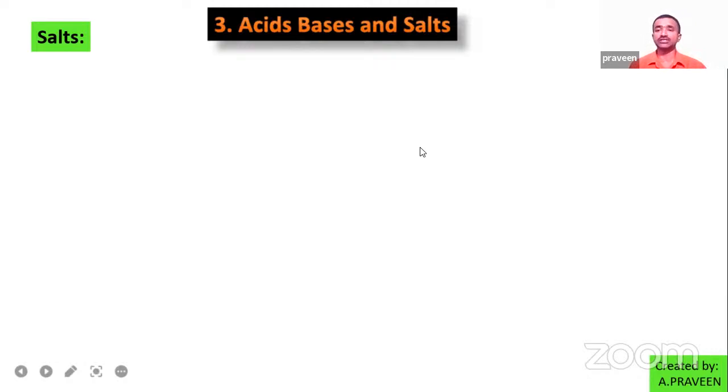If the strength of the acid is greater than the strength of the base, the salt may have an acidic nature. If the strength of the base is more than the strength of the acid, a strong base and weak acid, then the salt may have a basic nature. If both are strong, it may be neutral.